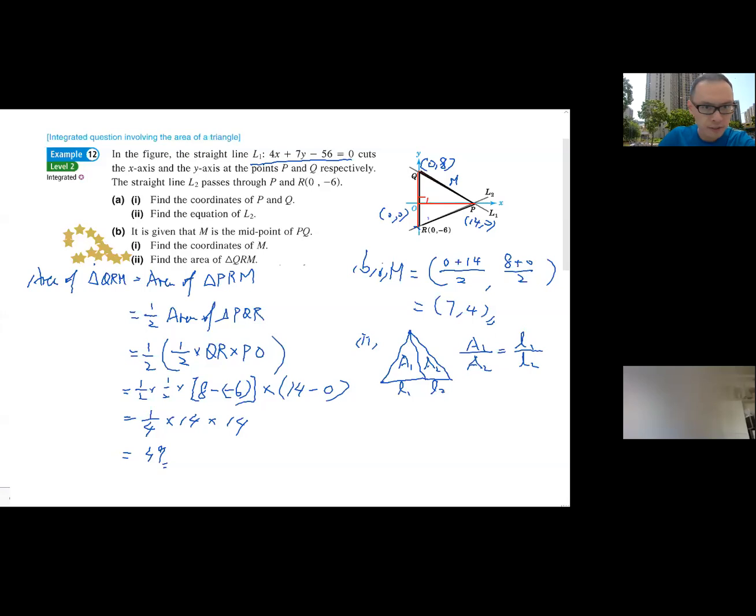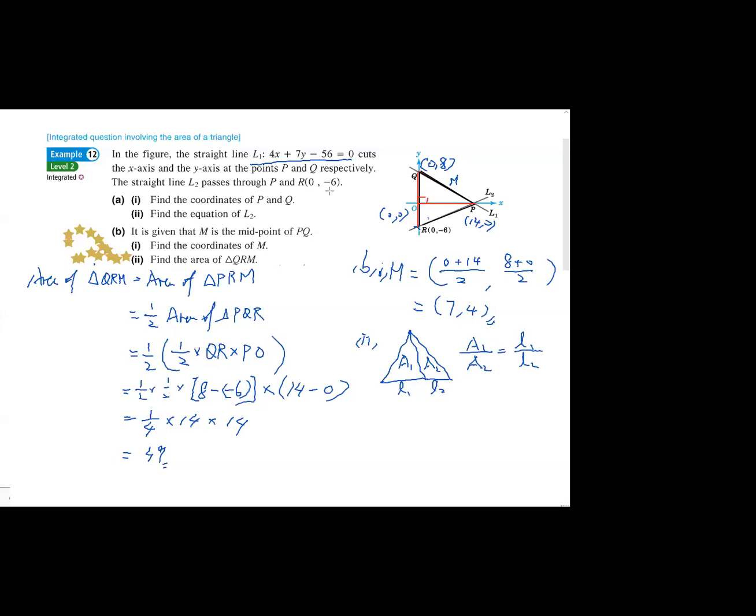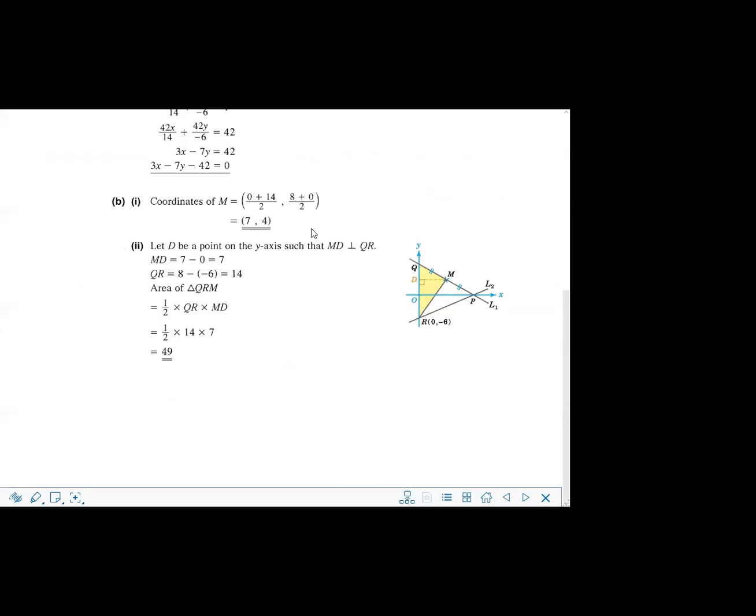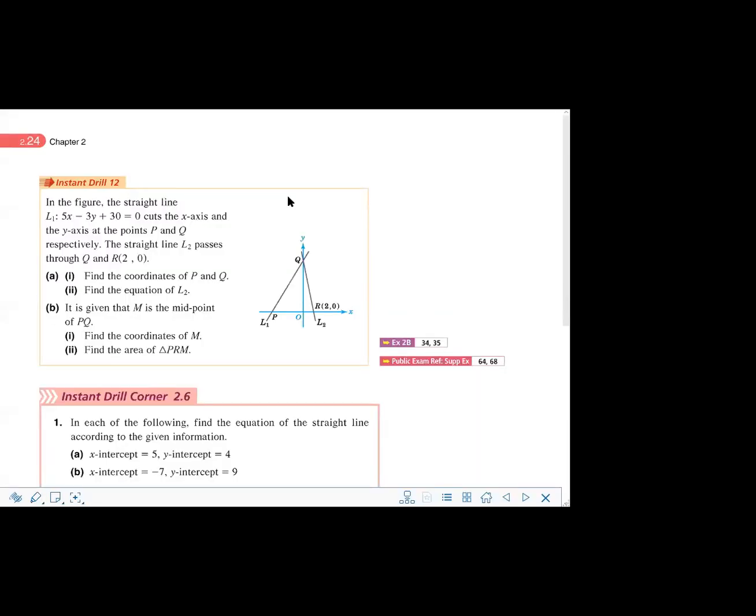Any raised hand? No. Okay, so I'm going to clear the board, and I would like you to try to do the instant drill number 12 now, and then upload to the MATLAB web system. I give you 8 minutes for this.